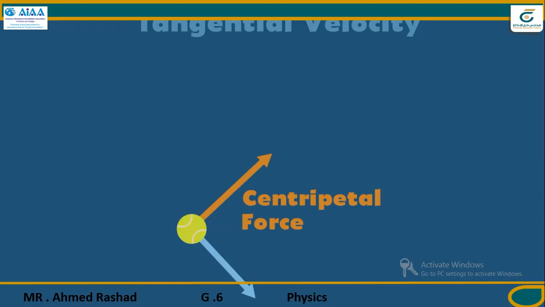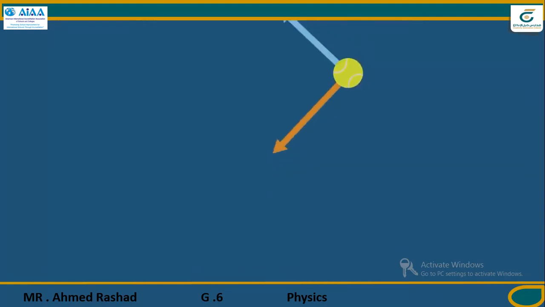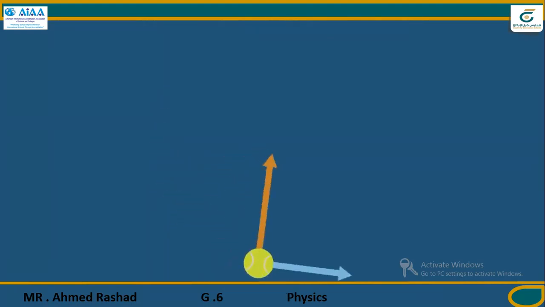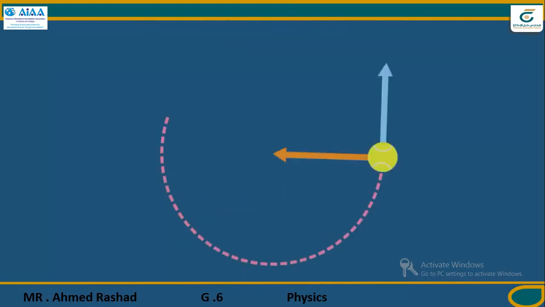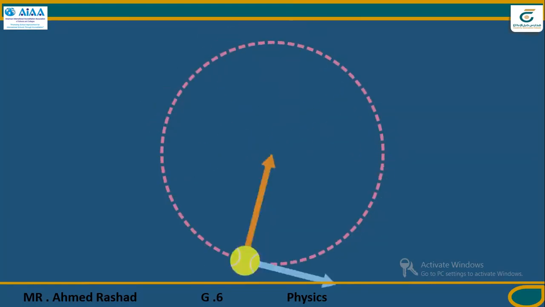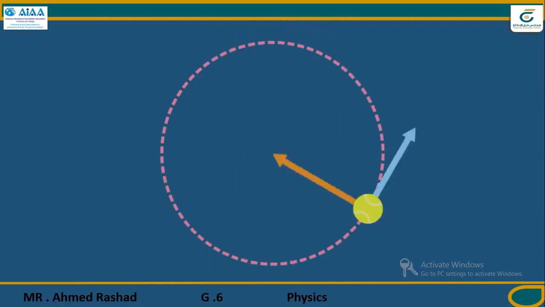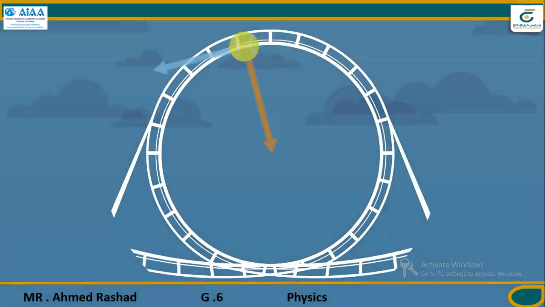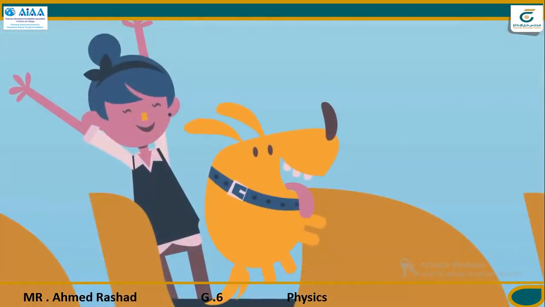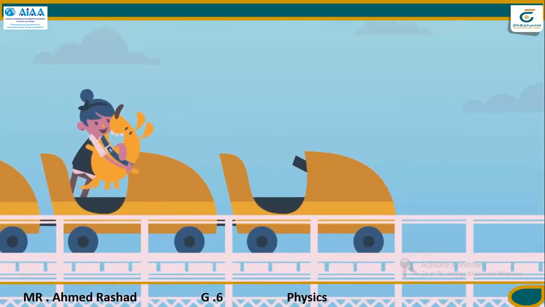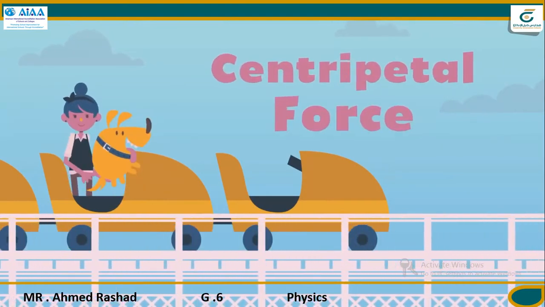The centripetal force acting on the ball is constantly directing the ball towards the center of the circle, your hand. This, combined with the ball's velocity, keeps the ball swinging in a circle. The same centripetal force that keeps the tennis ball swinging in a circle also keeps roller coasters on the track as they go through a loop-de-loop. So the next time you're having a blast on a roller coaster, you can thank the centripetal force.